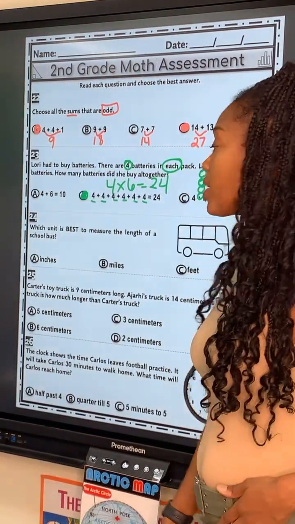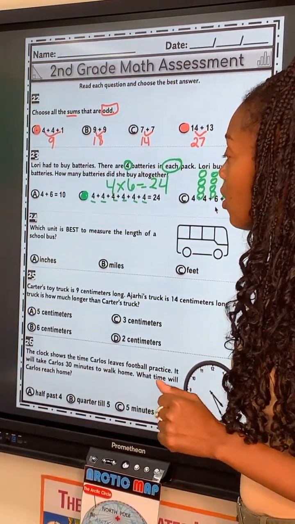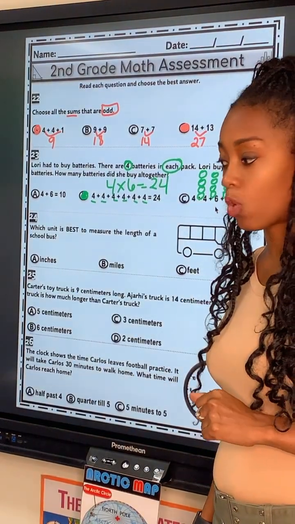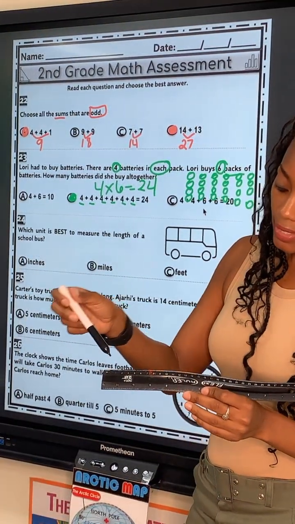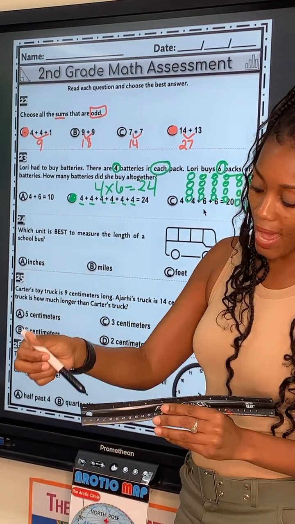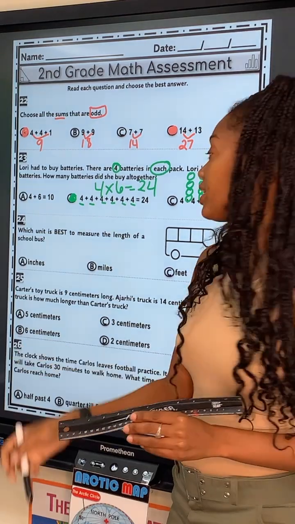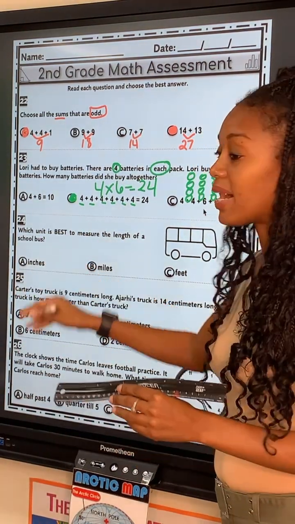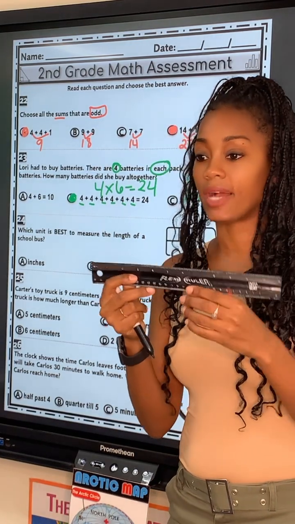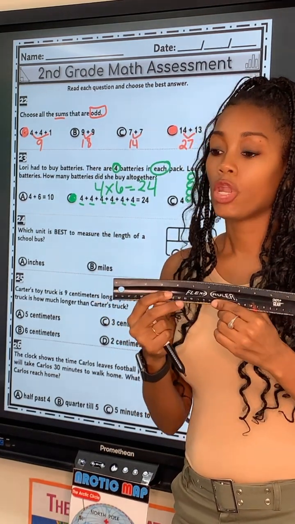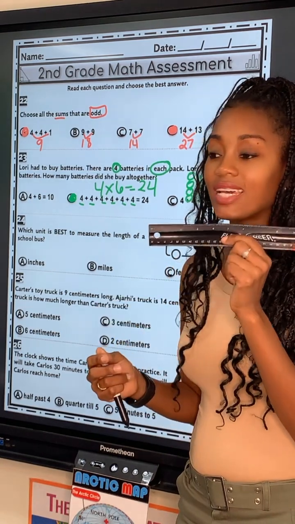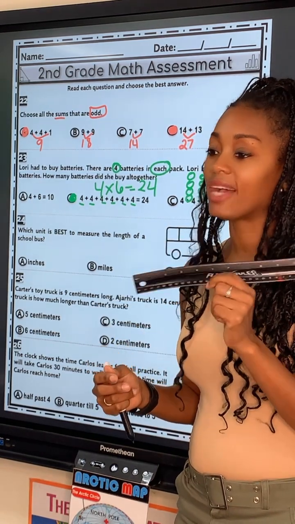Let's look at number 24. Number 24 says, which unit is best to measure the length of a school bus? This is a ruler, and on the top the measurement is centimeters, and on the bottom it is inches. It says measuring a bus. Can I take this ruler and go outside and quickly measure a bus with it? No. No, I will be there for a very long time. So this is not a good unit of measure to measure a bus.